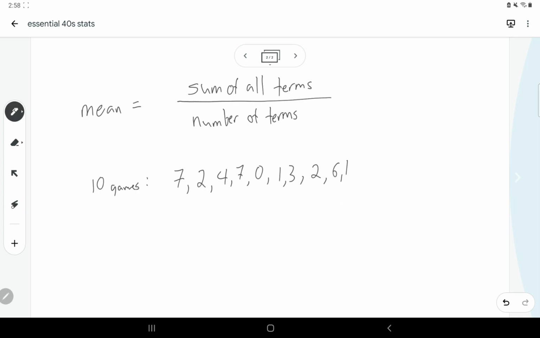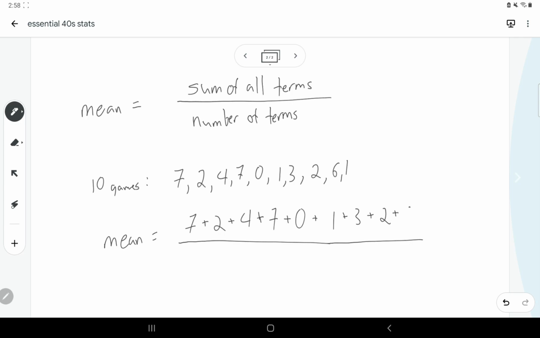So to find our mean, on the top we have to find the sum of all terms. That's adding all of these up. So we take 7 plus 2 plus 4 plus 7 plus 0. We know that won't matter, but we're going to put that in anyway. Then plus 1, plus 3, plus 2, plus 6, and finally plus 1. So 10 numbers all added together, and then divided by the number of terms.